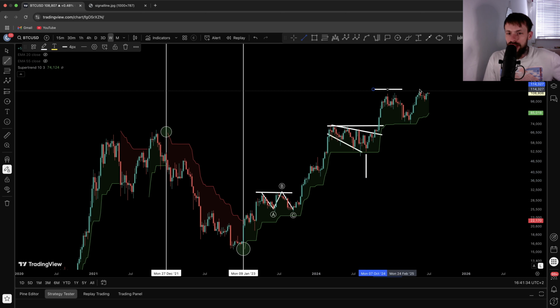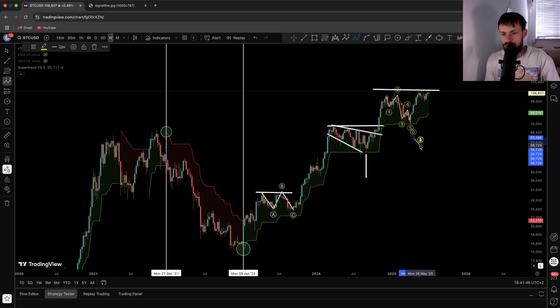Now, from this high where we're trying to break right now around this area, you can see the same thing happen. We had this sort of 5-wave correction right here. We had 1, 2, 3, 4, 5, and it brought us back down to the super trend.